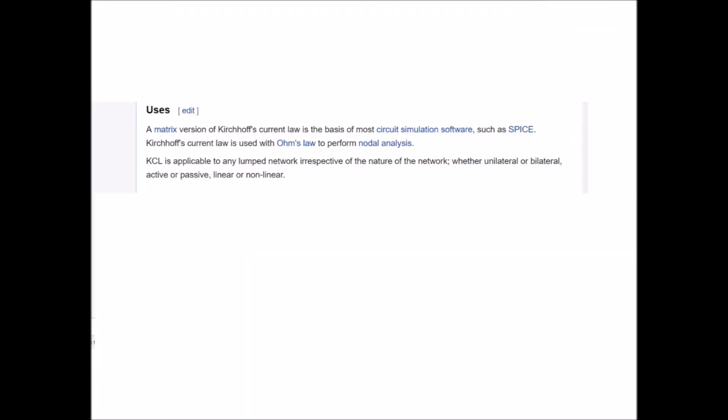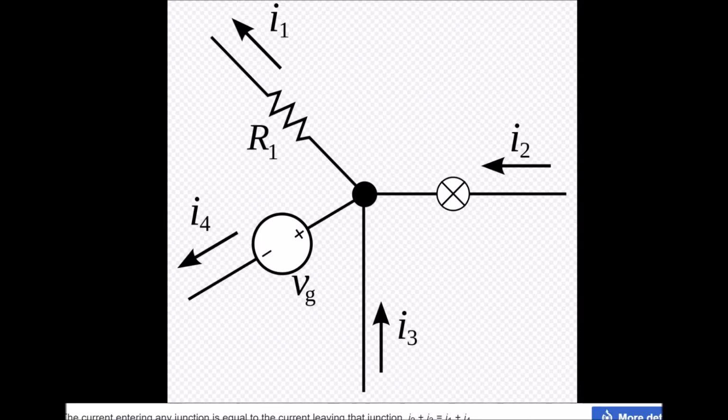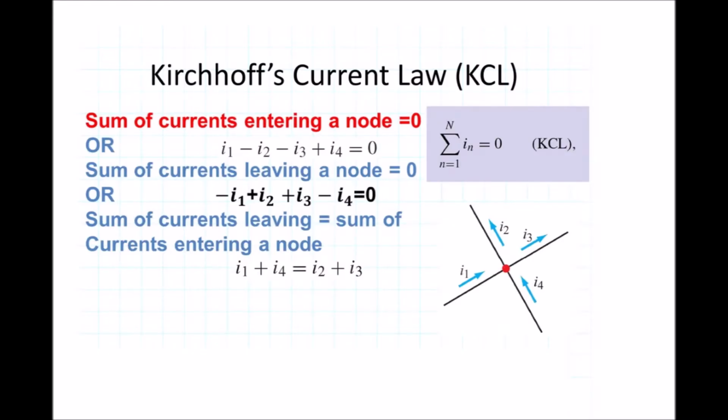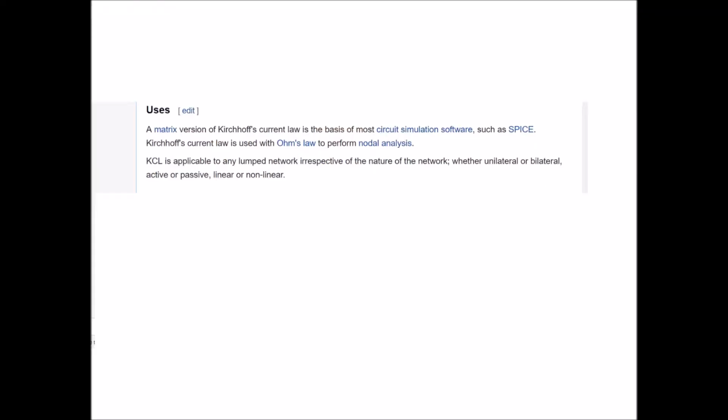Uses. A matrix version of Kirchhoff's current law is the basis of most circuit simulation software, such as SPICE. Kirchhoff's current law is used with Ohm's law to perform nodal analysis. KCL is applicable to any lumped network, irrespective of the nature of the network, whether unilateral or bilateral, active or passive, linear or nonlinear.